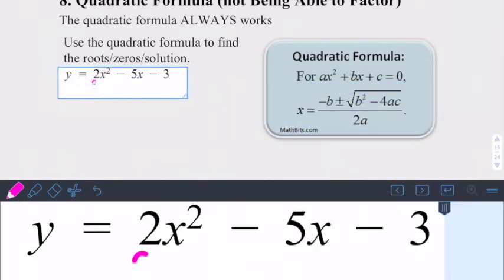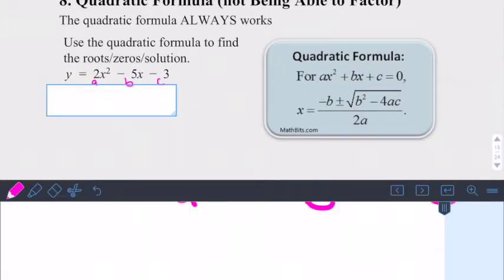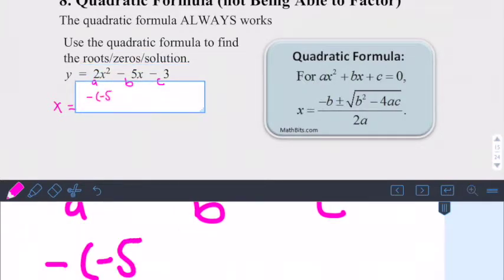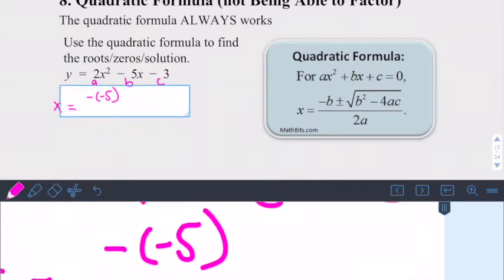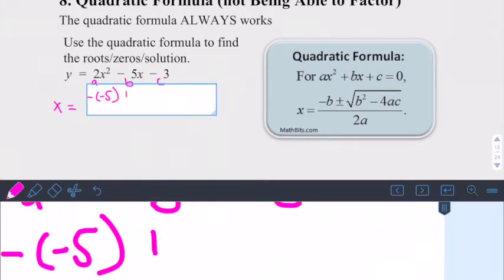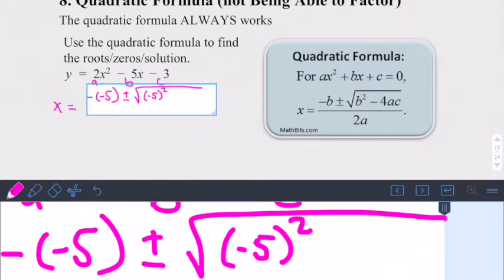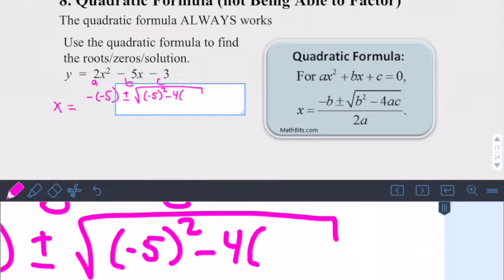So this is our a, this is our b, and this is our c. So I have x equals, and I have negative b. So it's negative 5. See how my b was already negative, so now it's a double negative. Plus or minus b squared. So negative 5 squared. This is all going under the radical. Minus 4 times a, which was 2, times c, which was negative 3.